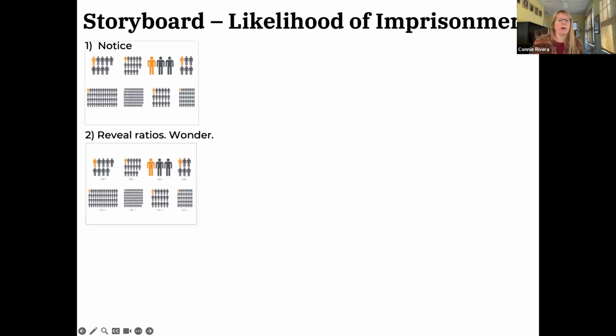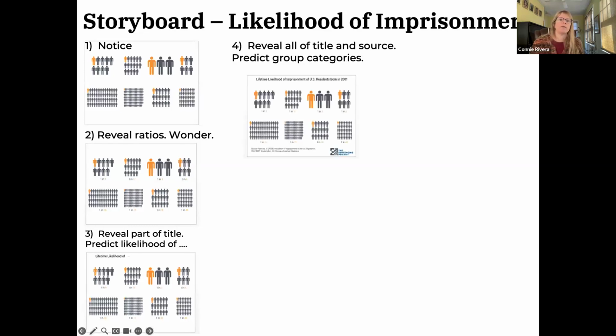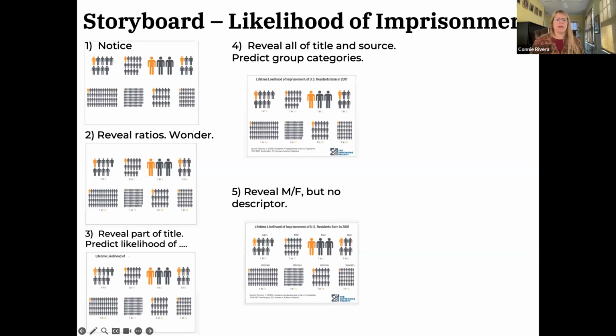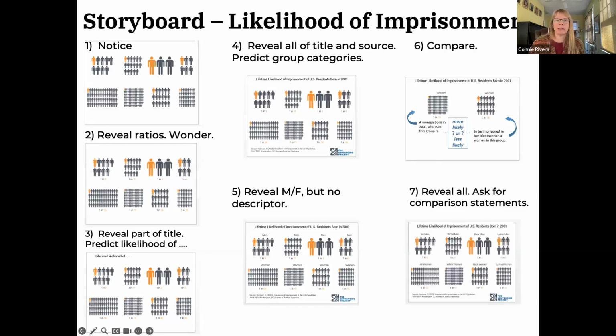So we spent a moment noticing. Then I revealed the ratios, asked what you wondered, revealed part of the title, then revealed all of the title and the source, and asked for a prediction of the group categories. Then I revealed that the top row was men, the bottom was female, and that still didn't have the descriptor with it. Then we did some comparison before you had the reveal of the whole graph and a chance to, if you were the students, write comparison statements.